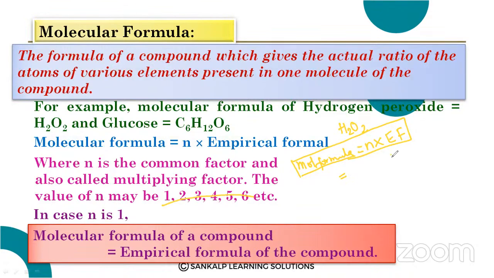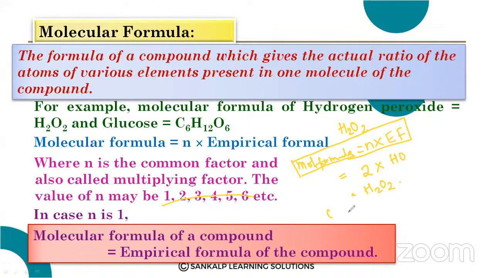It was H and O. What was the common factor? It was 2. Right? So when you multiply by 2, it gives you H2O2. So like this, you can find out the molecular formula.